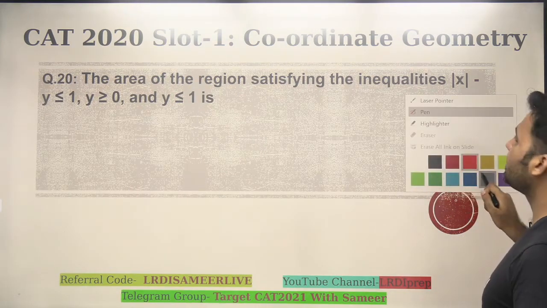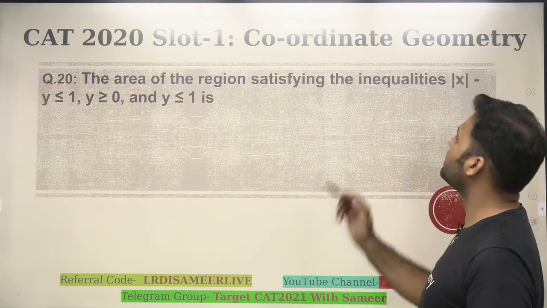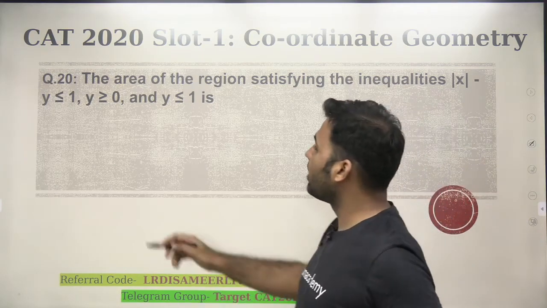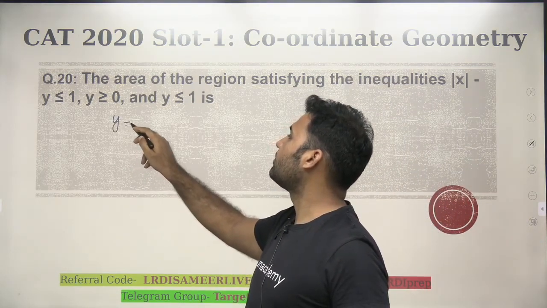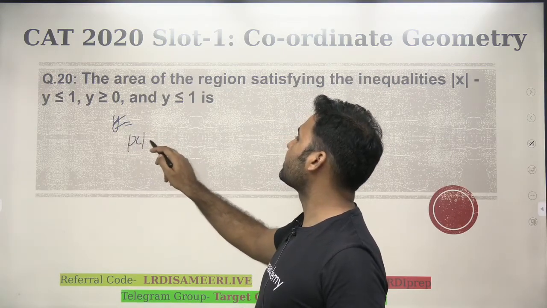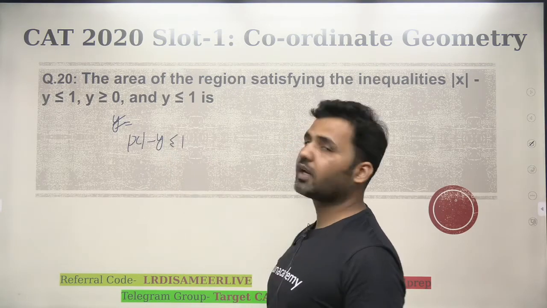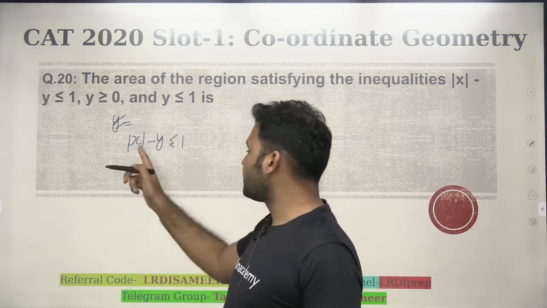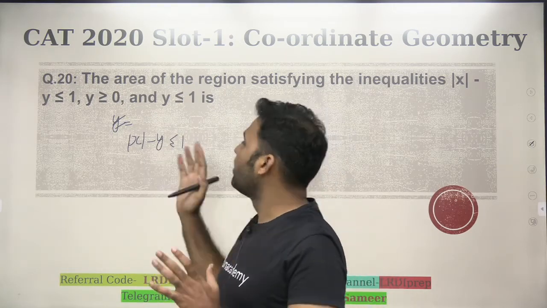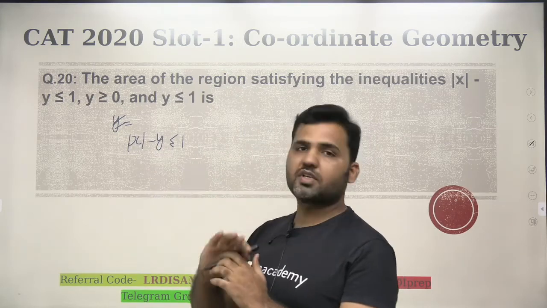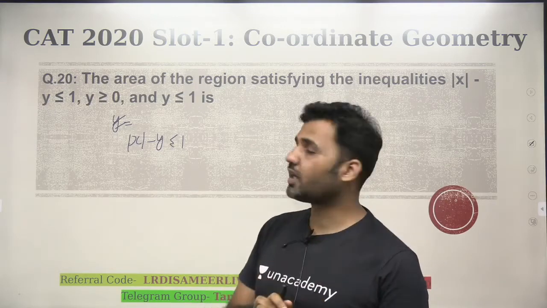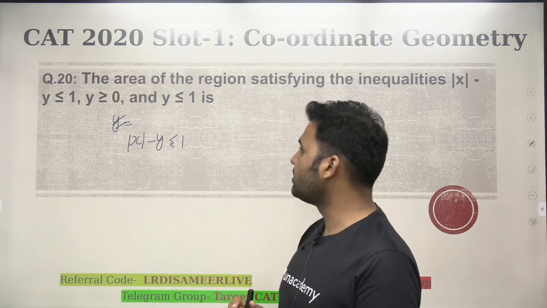Let's read the question. It says the area of the region satisfying the inequality mod x minus y less than equal to 1. So first of all, you need to know how to draw the graph of mod x minus y less than equal to 1. I'll tell you the basics. Otherwise, we can straight away draw the graph of this equation. If you know how to draw the graph of this equation, you can solve the question in less than 1 minute. But I'm explaining the basics here, how to draw the graph.